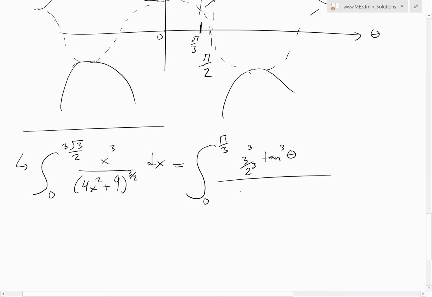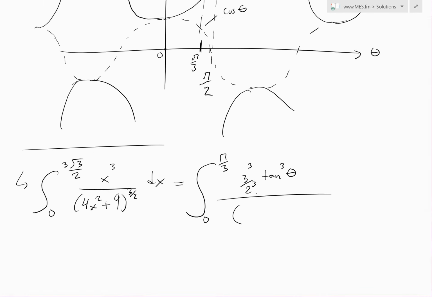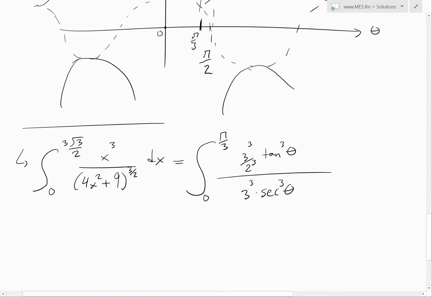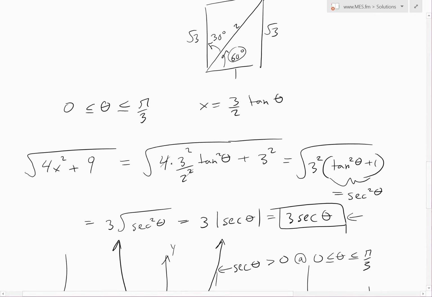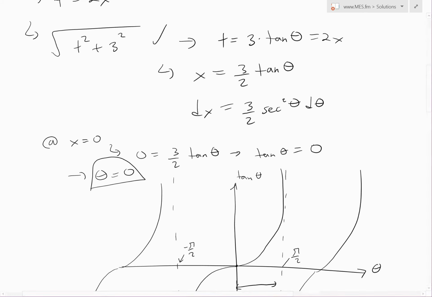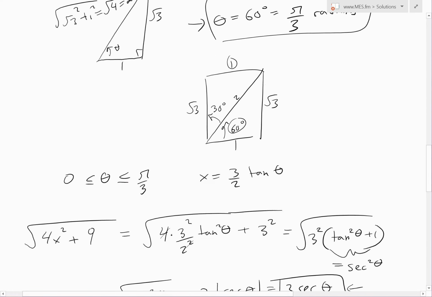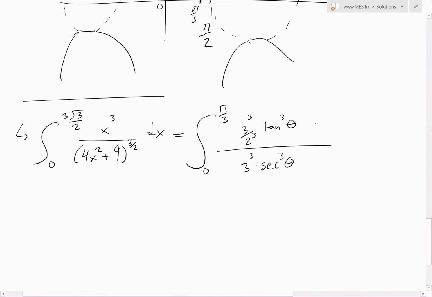And now this bottom part is going to be all to the power of 3. So this is going to be 3 to the power of 3 times secant theta to the power of 3, because inside this bracket with the square root is 3 secant theta, which is right here. Now we just do the power of 3 on it. So now we just got to find the dx again. If we scroll all the way back, our dx is 3 over 2 secant squared theta d theta. So now we throw this back in, so we get all the way down here times 3 over 2 secant squared theta d theta.